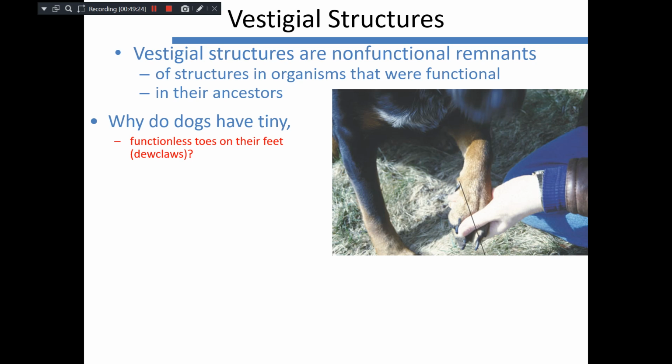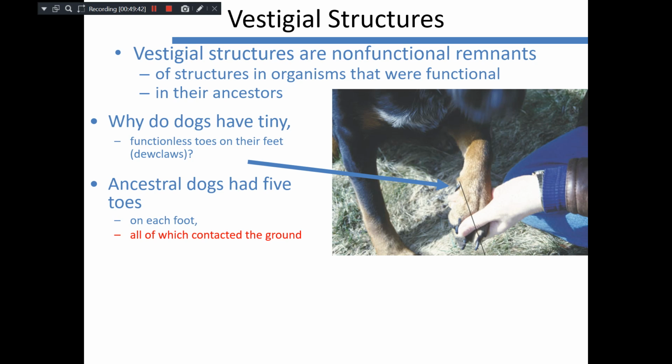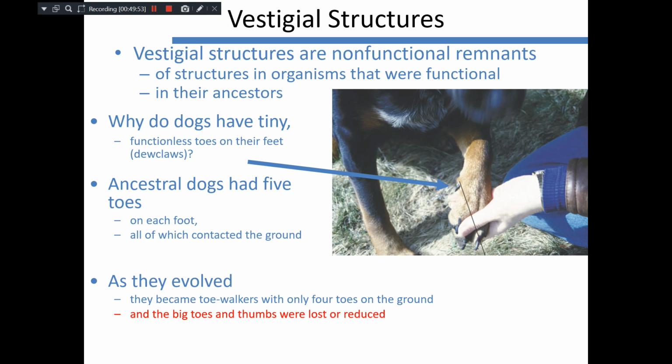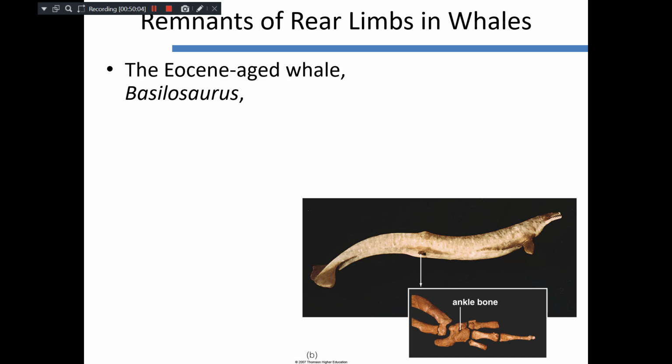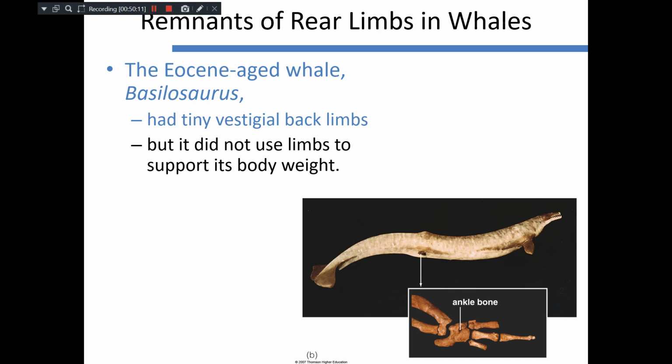Why do dogs have a very tiny functionless toe? Though it's of no use to the dog, it resembles the thumb of a human being. Ancestral dogs had 5 toes, and all of them used to touch the ground, but they evolved in such a way that the first toe became weaker. Only 4 toes touch the ground. The big toe and the thumb were lost or reduced to their present state. The hind limbs of whales had tiny vestigial limbs, but present day whales do not have limbs, and they do not use limbs.